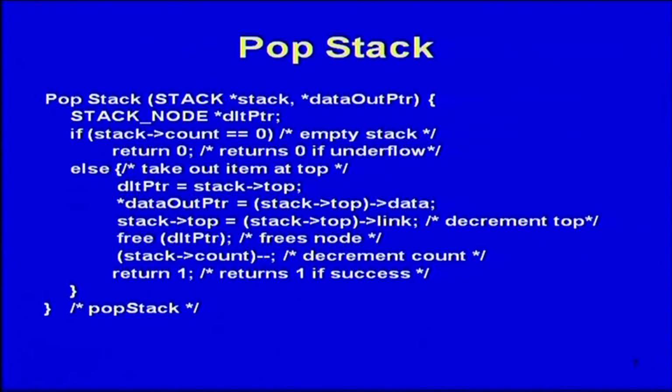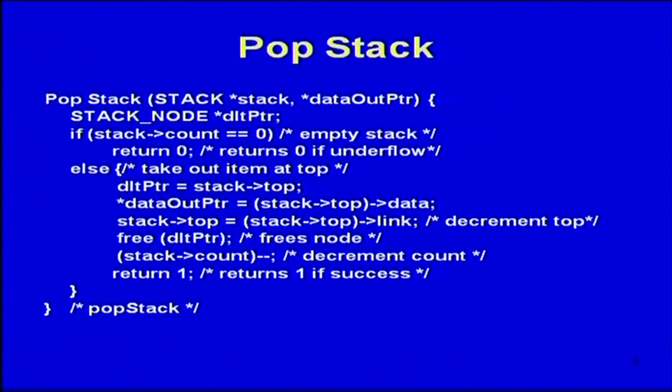Otherwise, you make this pointer point to the original stack top. This is for recycling purposes, and then you make the stack top point to the new stack top, and you free the delete pointer. You are freeing the node that has been deleted, decrement the stack count and return a value of 1. So, this is the code for the pop stack.